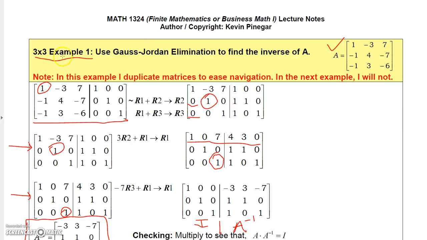And so that's pretty much it on inverses. I'm going to go ahead and throw in another video showing you a couple of applications of inverses of matrices.